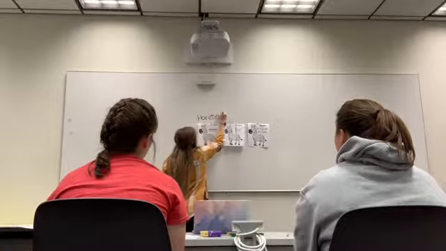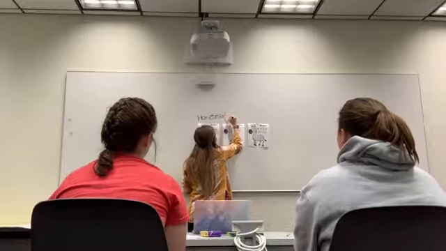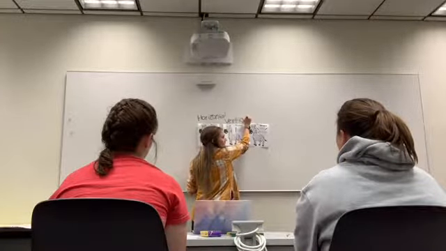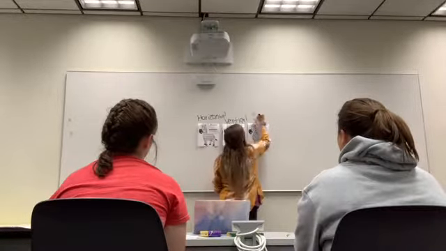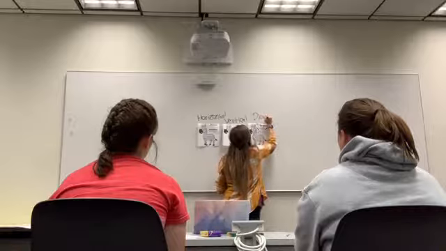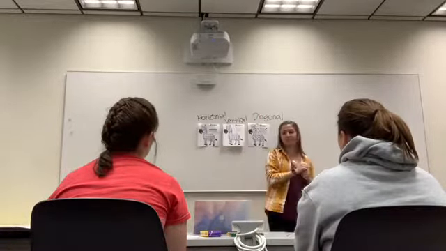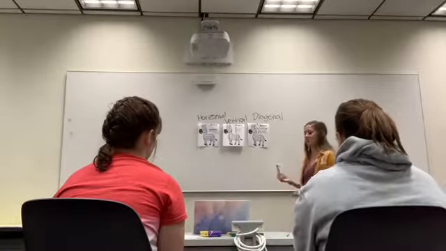So side to side is horizontal. Up and down is vertical. And corner to corner is diagonal. Does that make sense? All right. So we need to add this to our word wall.